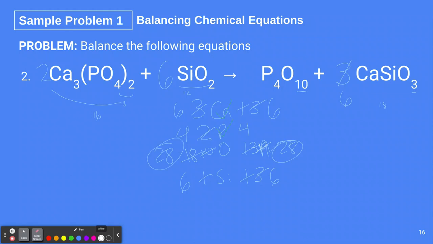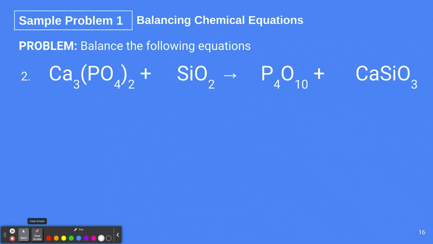28 and 28 are good. 6 and 6 are good. 4 and 4. 6 and 6. So here's our final balanced equation. I'll clear the screen here so that you can see the true answer. 2, 6, and 6. This was a pretty difficult one because that phosphate group didn't stay together. Just remember that when you're balancing these things, it's okay to change numbers that you thought were going to work. That's totally fine. That's part of the balancing process.